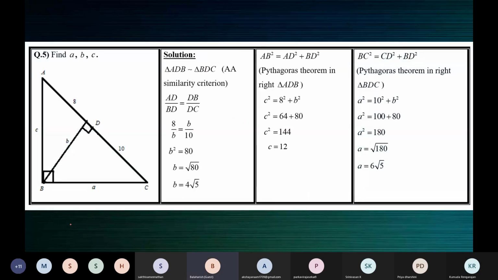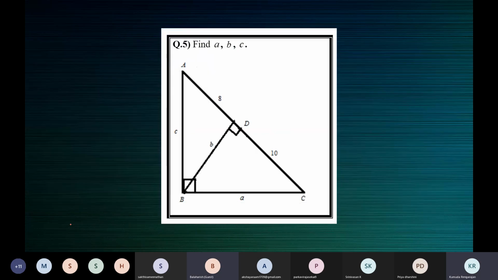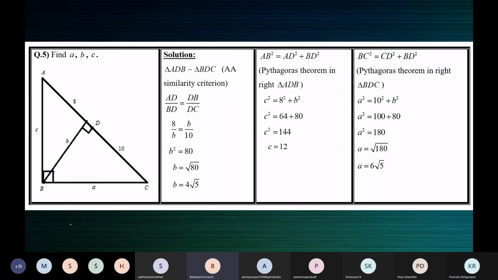Ma'am, can I say the answer? Yes, children, what is the value of A? A came as 2 root 45, ma'am. 2 root 45 can be further simplified. 9 fives are 45. So it is 6 root 5. What's B? B is equal to 2 root 20, ma'am. 5 into 4. 4 into 4 root 5, ma'am.